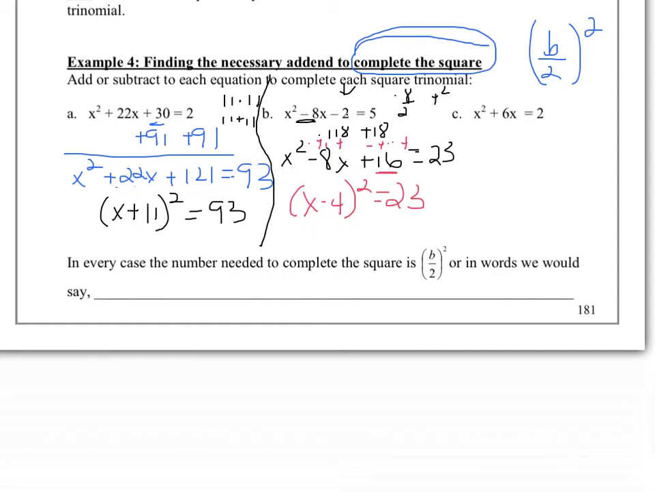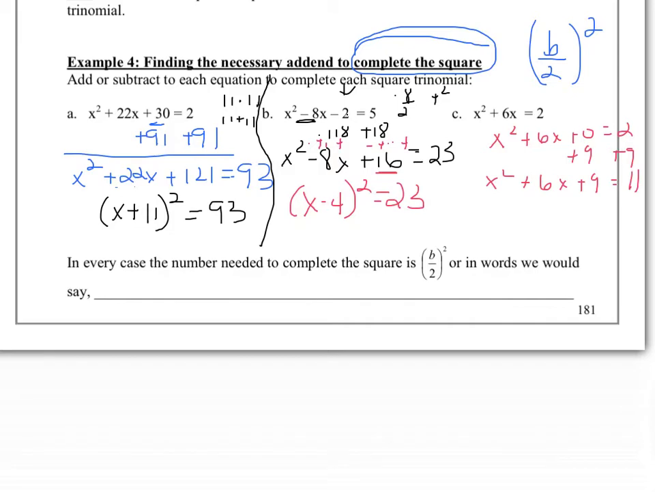Okay, so here's what you should have done in this one. So B here is 6. 6 divided by 2 is 3, and 3 squared is 9. So we want the letter C to be equal to 9, okay? In this case, I don't even have a C, so C is actually 0. I want it to be 9, so I'm going to add 9 to both sides. Now I have x squared plus 6x plus 9 is equal to 11, okay?